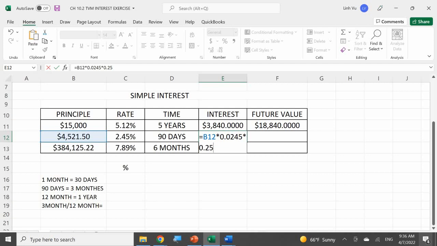But then I get 27.69. Is that it? It's only $27 because I only have it for 3 months. That's true. If you had it for a longer length of time, it would be more, and on top of that, the interest percent is only 2.45%. It's going to be very low. So no, that's correct.